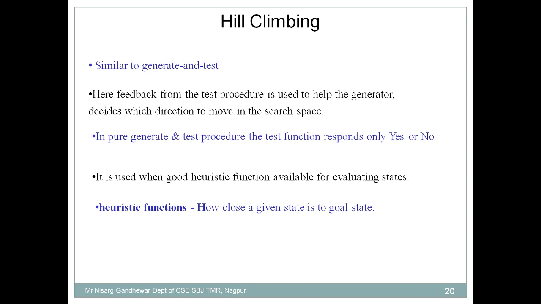in the search space. That means if we compare the hill climbing approach with the generate and test approach, in case of generate and test approach, there is no concept of feedback. Simply you are generating the solution and you are checking whether you are getting the goal state or not. But in case of hill climbing, there is a procedure, means feedback. You will get some kind of guidance in which direction you should move.